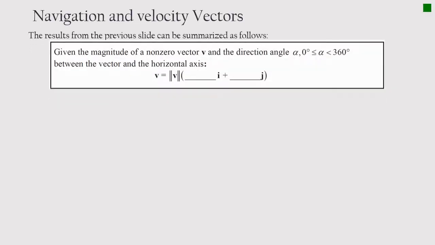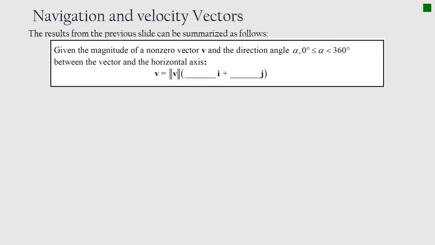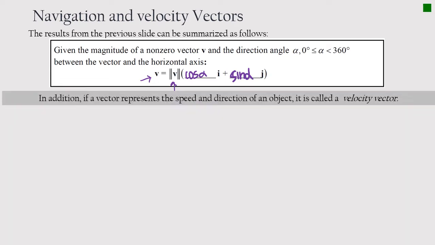So let's actually look at some great applications for these so you're not like, why the heck am I learning this? Because it actually is really used. Given the magnitude of a non-zero vector v and the direction angle alpha between the vector and the horizontal axes, we can write these vectors as the magnitude or the speed times cosine of alpha i plus sine of alpha j, just like we showed on the last slide. In addition, if a vector represents the speed and direction of an object, it's called a velocity vector.